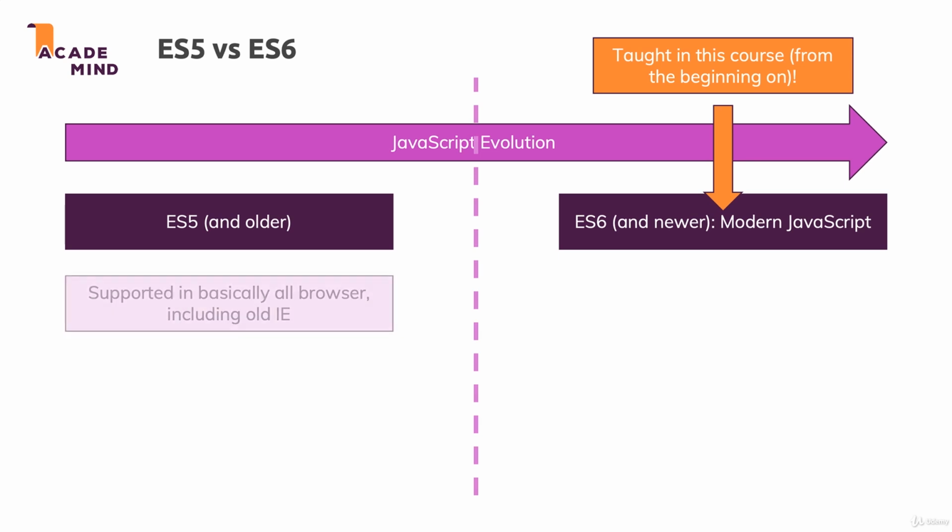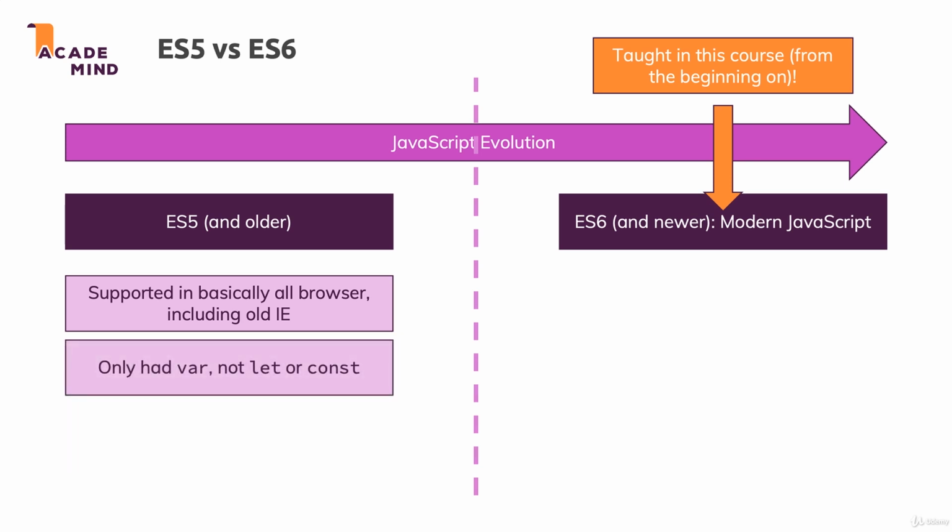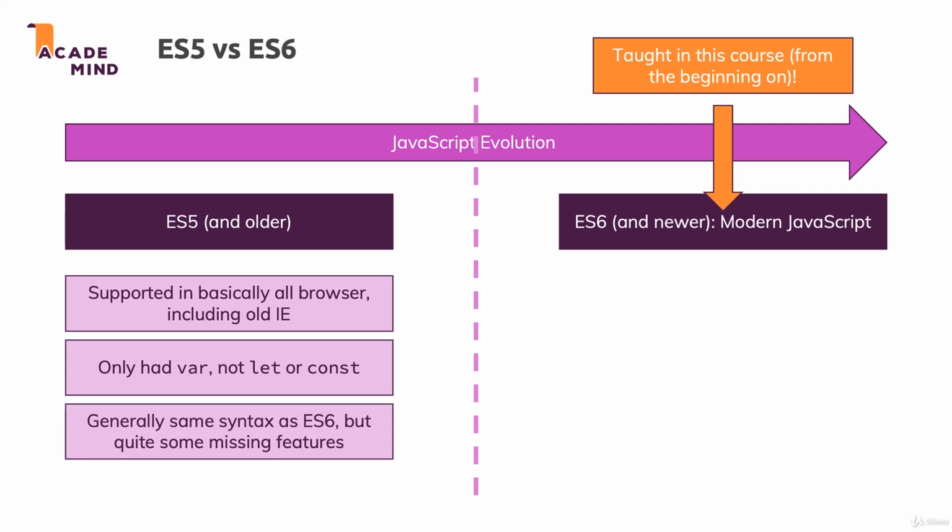Now, as I mentioned, ES5 and older versions of course have great browser support, including old versions of Internet Explorer, because these versions have been around for much longer. But for example, one major difference, which I'll come back to in the next lectures, is that in ES5 and older, we only had a var keyword for creating variables and not let and const. This might sound like a minor thing, but it's actually a huge thing, as you will learn in the next lectures. And it's one of the most important changes from ES5 to ES6, though there also are a couple of other exciting changes. Generally, of course, JavaScript still is the same language there, but again, ES6 and later versions introduced many exciting new features.